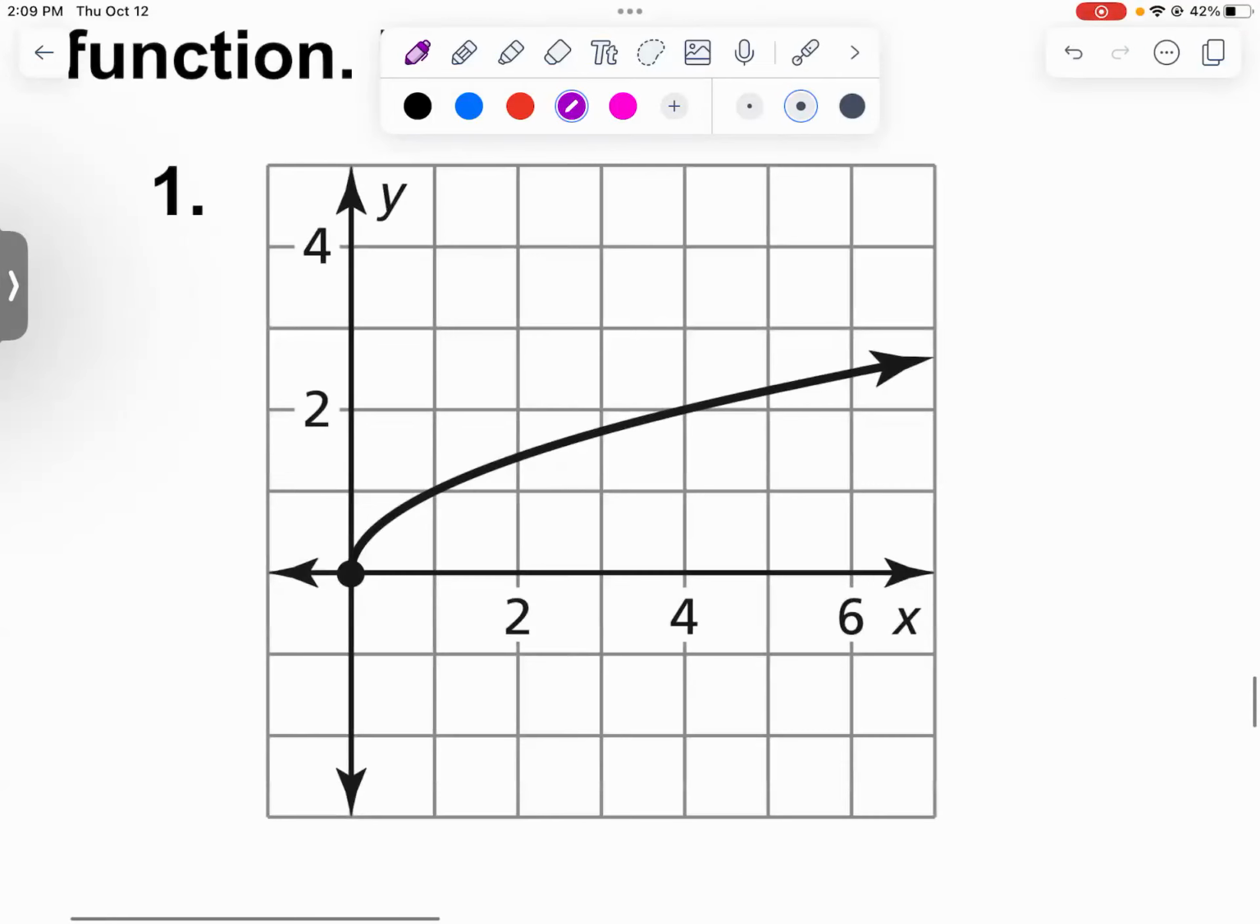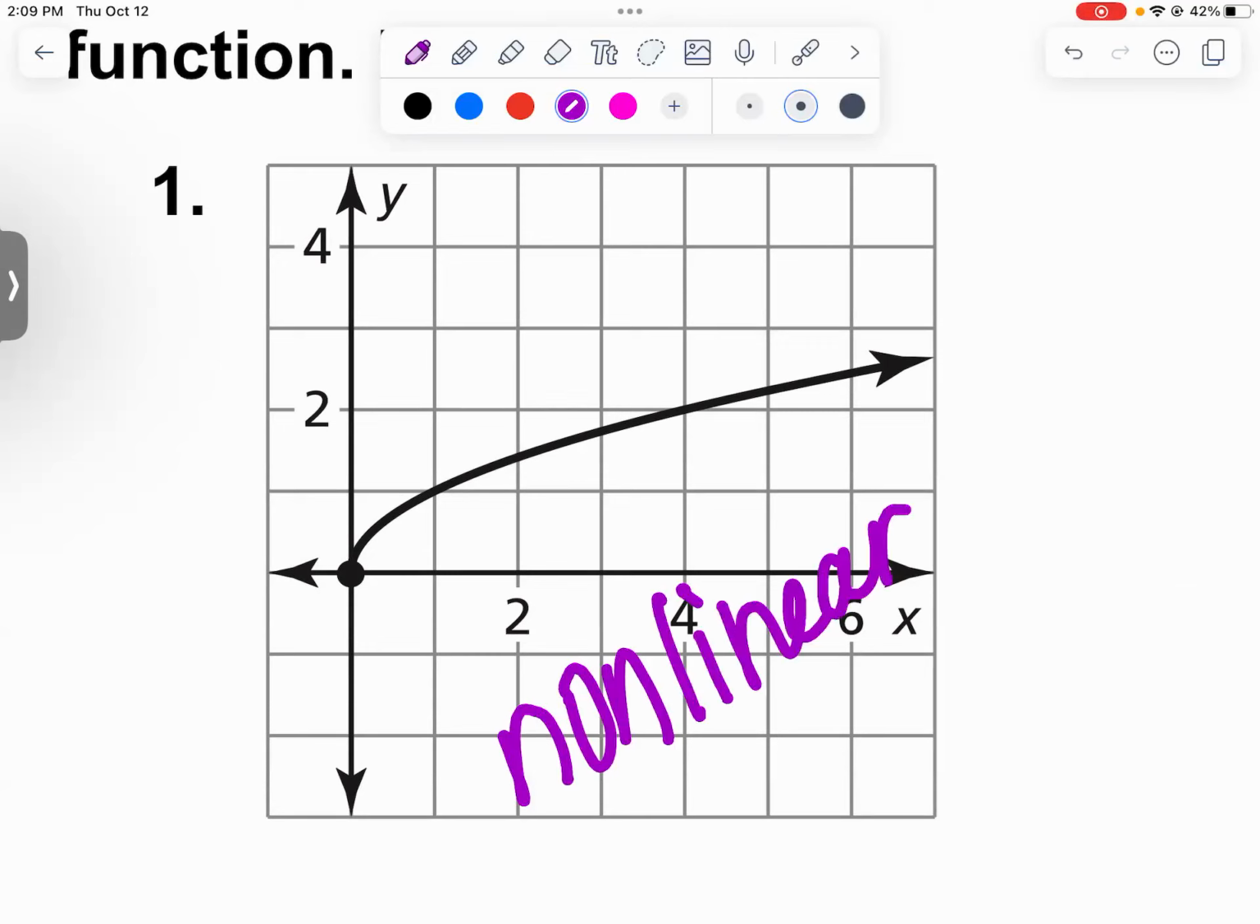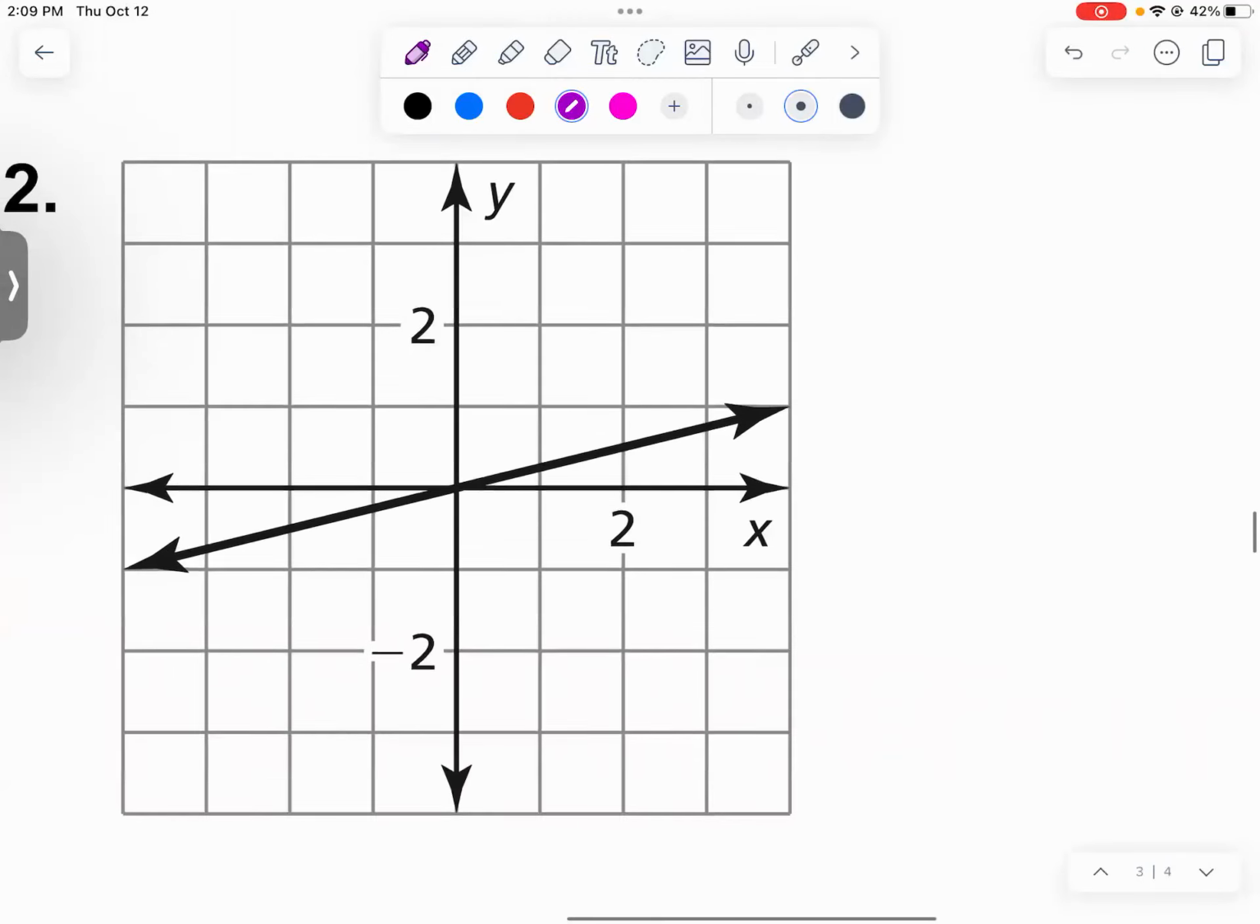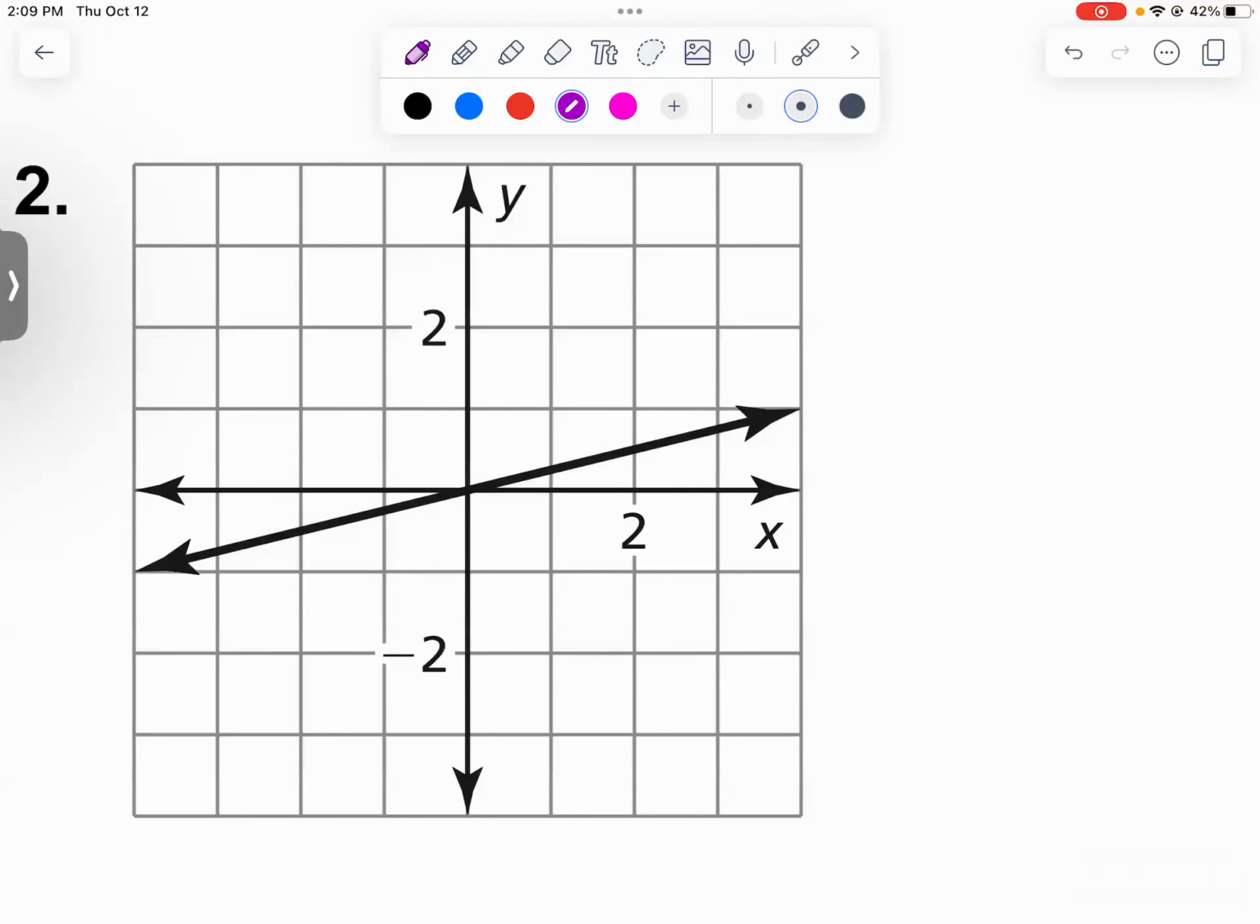Reese, what do you think about number 1? This is not straight, I know it. It's not a line. It's non-linear. Okay. Brooks, is this a line? Yeah, it's a line.